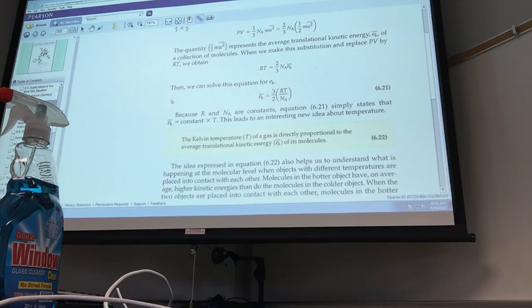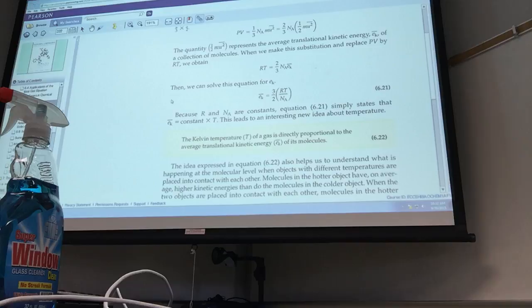What this means is that the average kinetic energy of water is equal to the average kinetic energy of oxygen. Why? Because they are both at the same temperature. So let's go ahead and calculate the average kinetic energy for these.